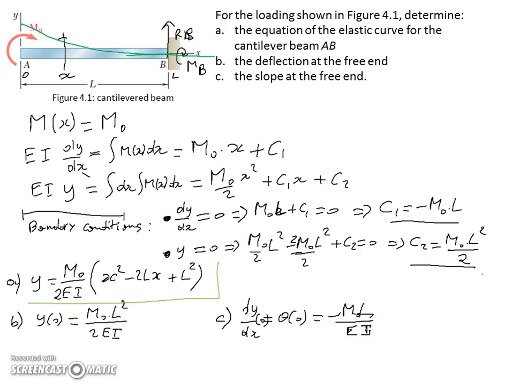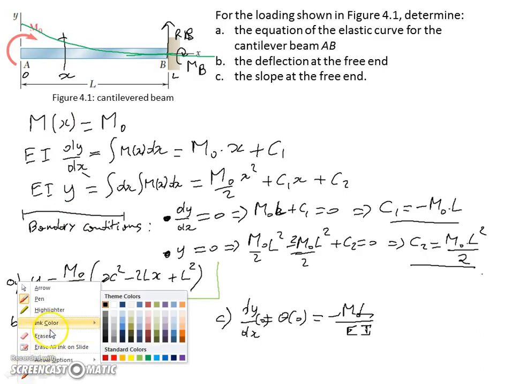Sorry, my graphics tablet is playing around. So the slope is minus M0 times L divided by EI. Let's check if it makes sense on the figure that we had done by simply looking at it. Yes, we expect the deflection to be positive, absolutely, and we expect the slope to be negative, absolutely as well.